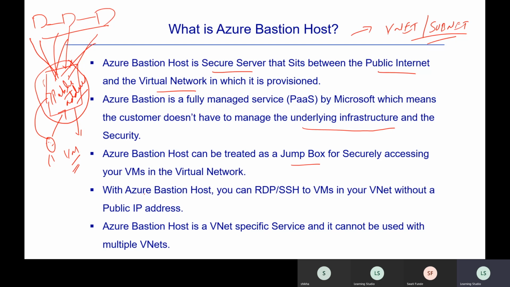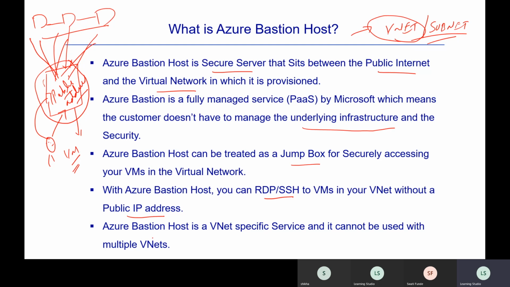Then what else? With Azure Bastion Host, you can RDP and SSH to virtual machines in your VNet without a public IP address. So if I want to RDP to any virtual machine in my virtual network, I do not have to assign a public IP address if I have a Bastion host deployed. This makes things a lot more secure, and without having a public IP address, you can still log into your virtual machines via your Bastion host, doing RDP or SSH.